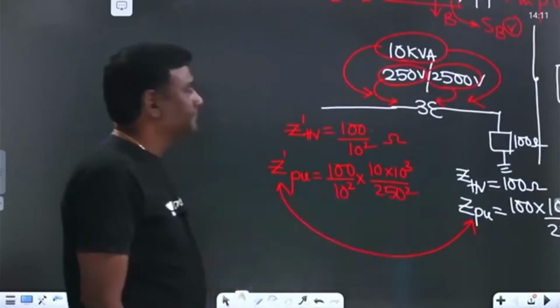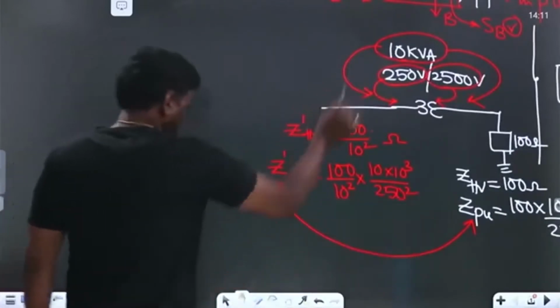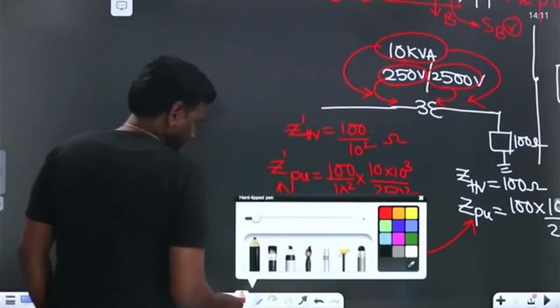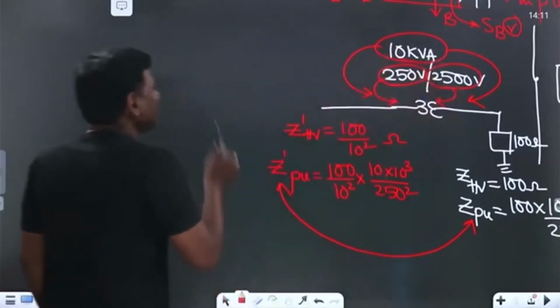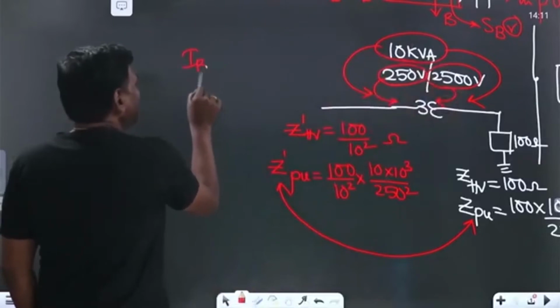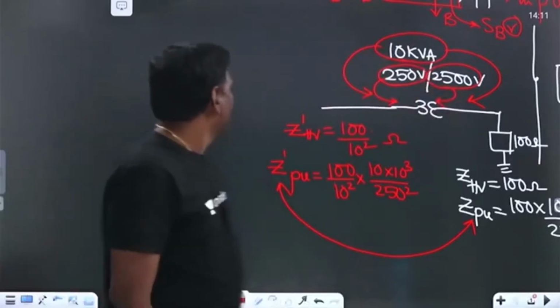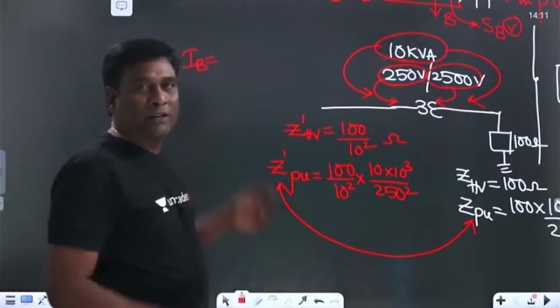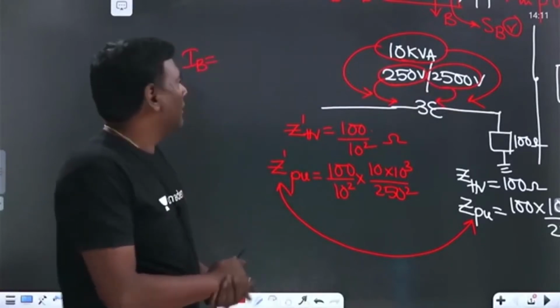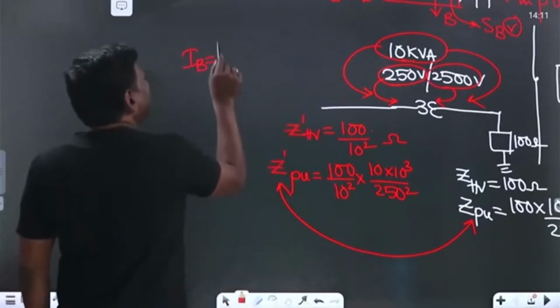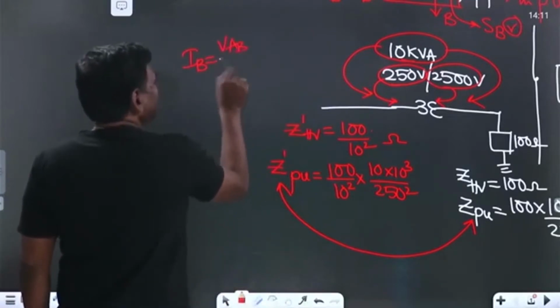Now, let me consider one more thing. Let me use red. In this particular calculation, let me calculate the base value of current. It is important for the equations which have to be derived. Now, if I try to calculate the base current value, how to calculate the base current value? Forget about that. It means VA base divided by V base.